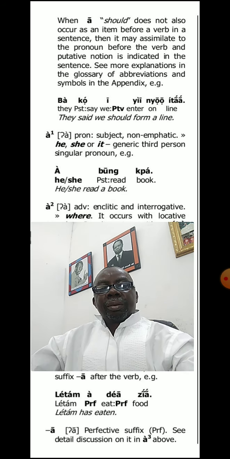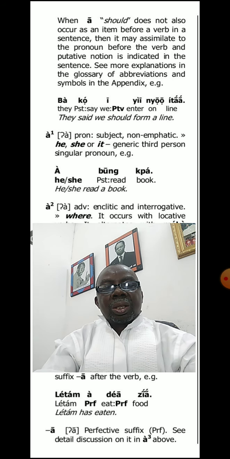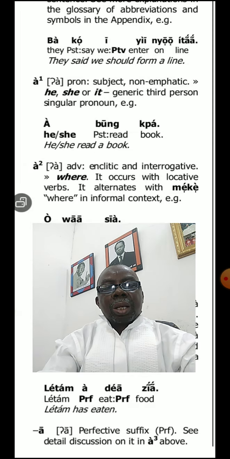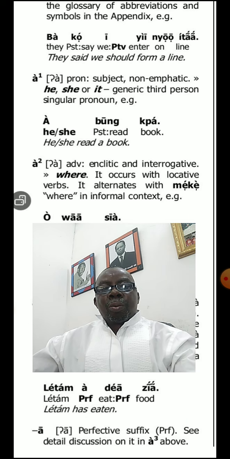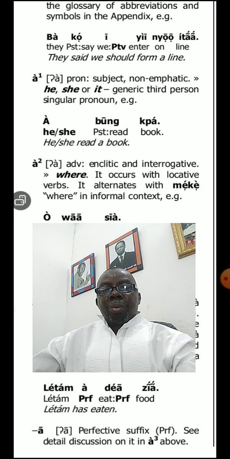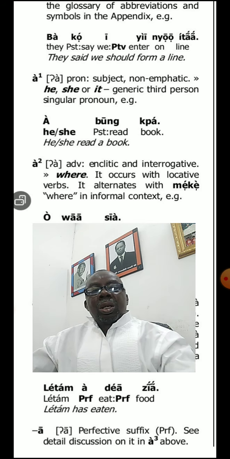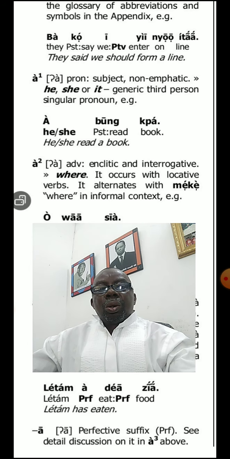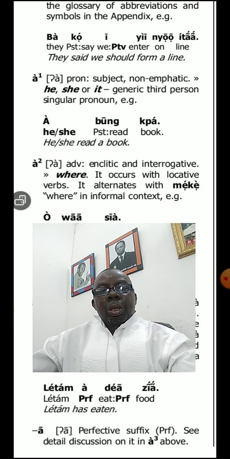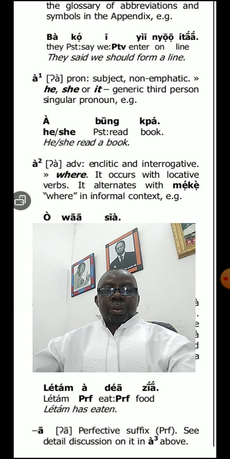Ladies and gentlemen, here is another function of the letter A. The letter A also functions as a subject pronoun, in a singular form, meaning he, she, or it. In this case, the letter A must carry a low tone for you to make such sentences as "abungpa," meaning he or she read a book.